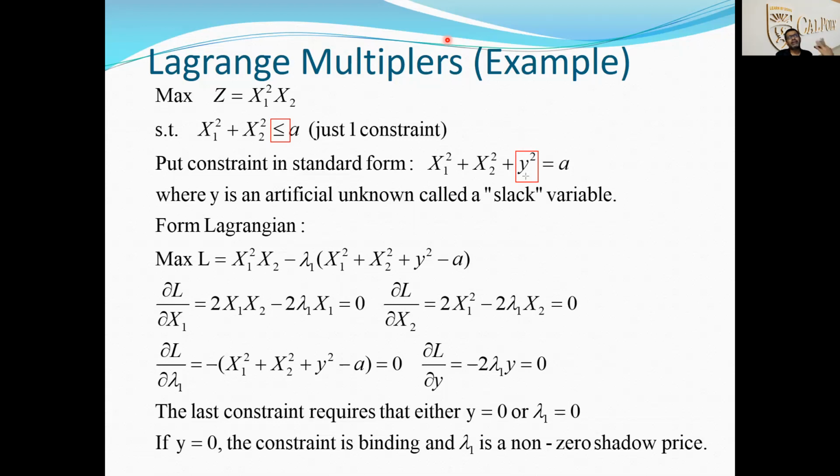Okay, so we're calling this y as our slack variable. Then we form our Lagrangian, and the Lagrangian is basically nothing but the objective function subtracted by lambda times (x1 squared plus x2 squared plus y squared minus a). So basically you rewrite the constraint as 0 on the right-hand side, multiply that by lambda 1, and then you start taking partial derivatives.